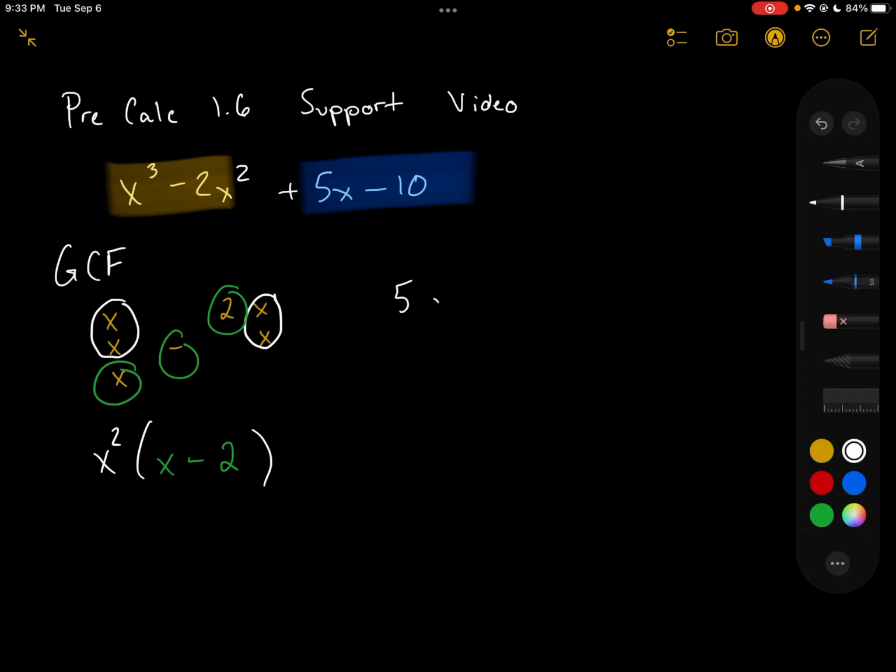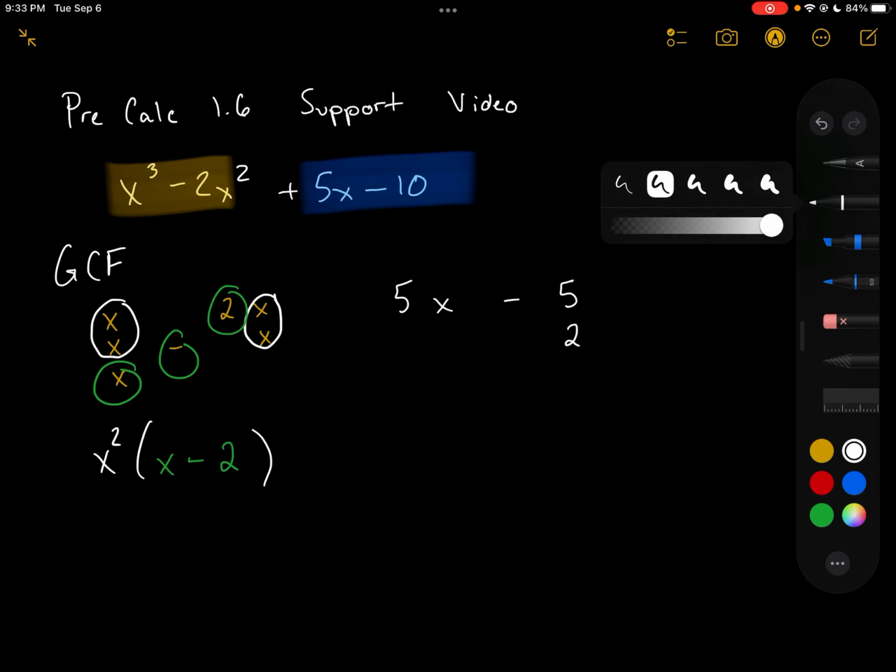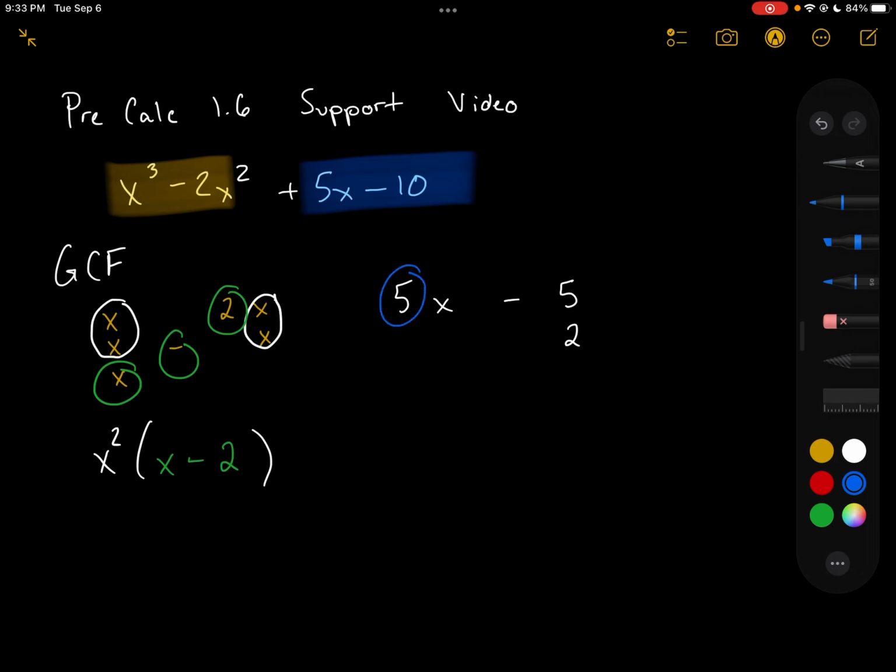We're going to do the same thing now for our blue terms. So 5 and x, well, it's just 5 and x. Can't really break it down any further. We have our minus sign, and then for 10, we can break 10 down into 5 and 2, because 5 times 2 is 10. So here, just like before, we're going to circle things that are the same. So you can circle a 5 here. And what's left over is everything that we haven't circled. So an x, a minus sign, and a 2. And additionally, we want to bring this sign here right down.